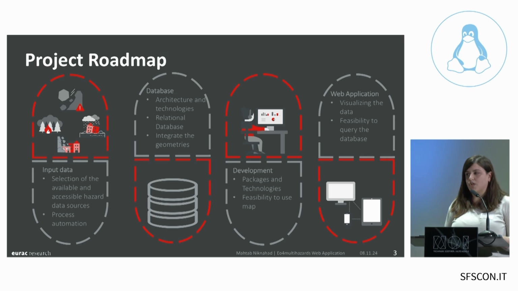Here is the project roadmap. We have four important phases. The first important phase is the input data and all the concerns for this part. The second phase is the database technologies and how to integrate the geometries. The third one is the development and also the packages. And the last important phase is the web application and all the features in this web application.